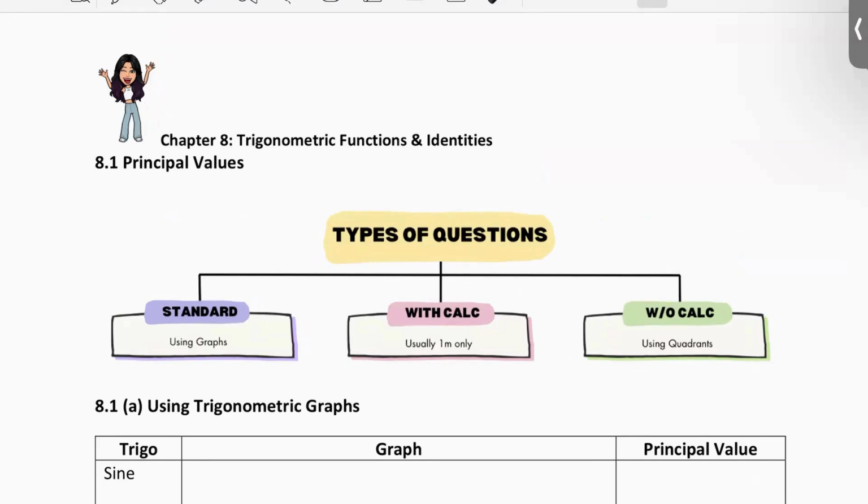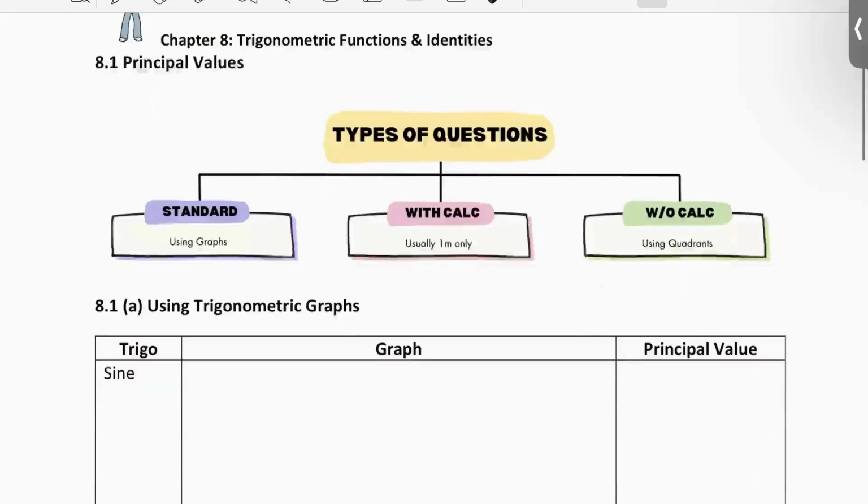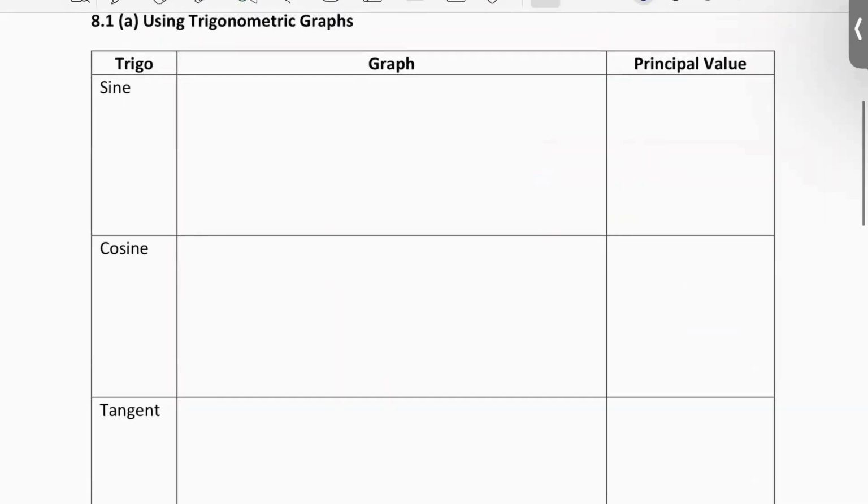There are three main kinds of principal value questions: our standard question, the ones that I can solve with my calculator, which is my favorite, and the ones that need a little bit of thinking power, which is without a calculator. This is going to be video number 1, video number 2, and video number 3. We're going to start with the basics of principal value and what principal value is first.